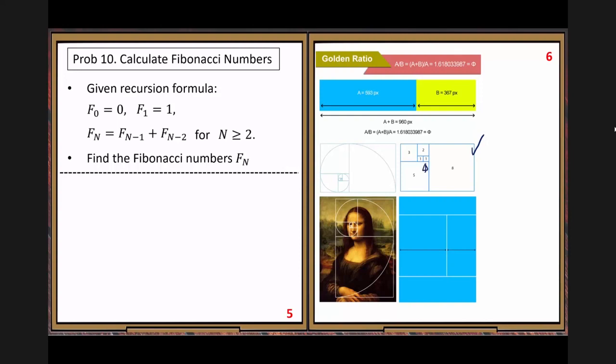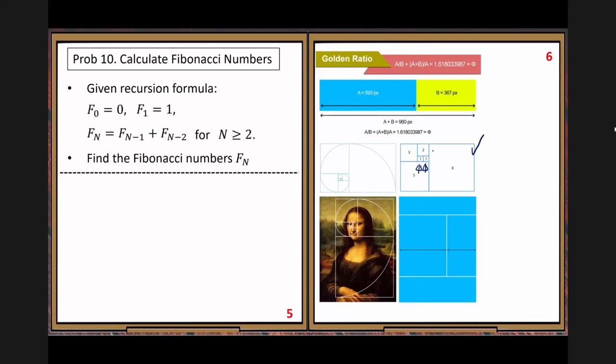The second Fibonacci number is also 1, so the second square has side 1. So 1, 1. Put them together. The next one, 1 plus 1 equals 2, so you draw a square with side 2. These 3 squares you can pack in a rectangle in a perfect way, right? No extra part, an exact rectangle shape.